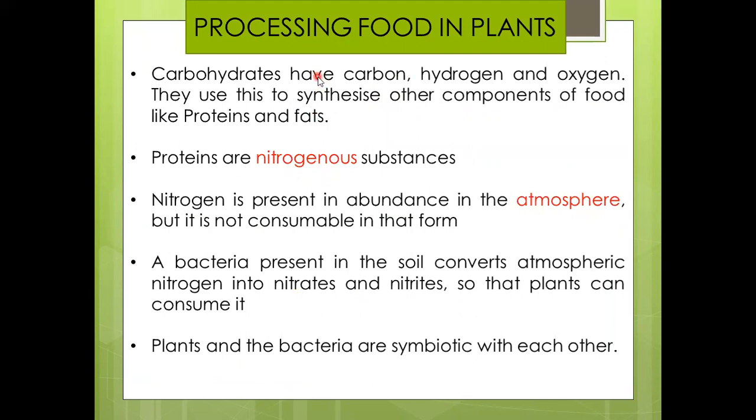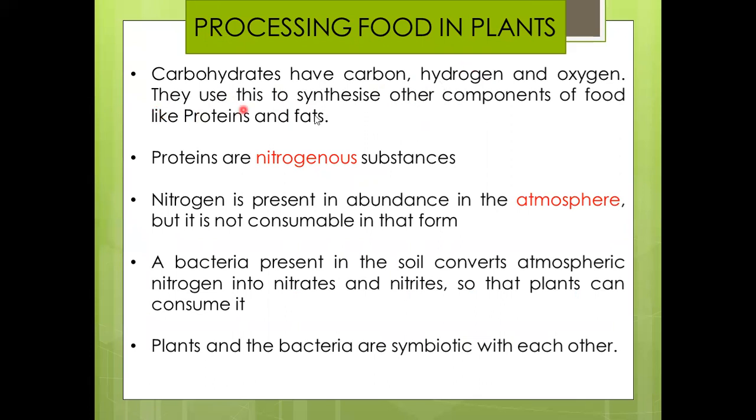Processing food in plants. Sorry, carbohydrates have carbon, hydrogen, and oxygen. You can say this as I showed you in the reaction during slide number 3, photosynthesis. CO2 plus H2O gives us C6H12O6 plus O2. In this C6H12O6, you should know that C means carbon, H means hydrogen, O means oxygen. So this indicates that carbohydrates have carbon, hydrogen, and oxygen.